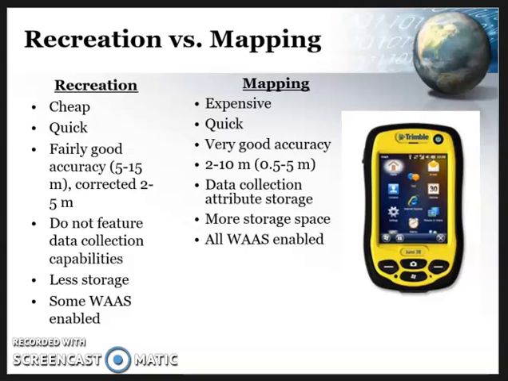So as we can see with our quick list here, the mapping and survey grade receivers are more expensive, but they're still very quick. They have much better accuracy, 2 to 10 meters and 0.5 to 5 meters corrected. And some of those survey grade receivers are going to give you accuracy within a few centimeters, which is very impressive. So with the mapping grade, you do have that attribute storage collection, and it can range from just tracking those waypoints to allowing you to upload a whole attribute table that you're filling in as you're collecting waypoints.